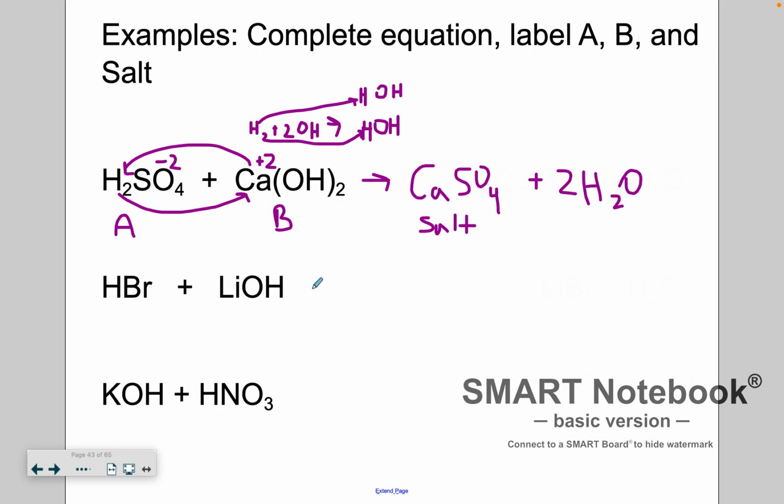Okay, back to this example. HBr plus LiOH. So I have a hydrogen in front. This is going to be my acid. I see the OH. That is going to be your base. We are going to do a double displacement here.